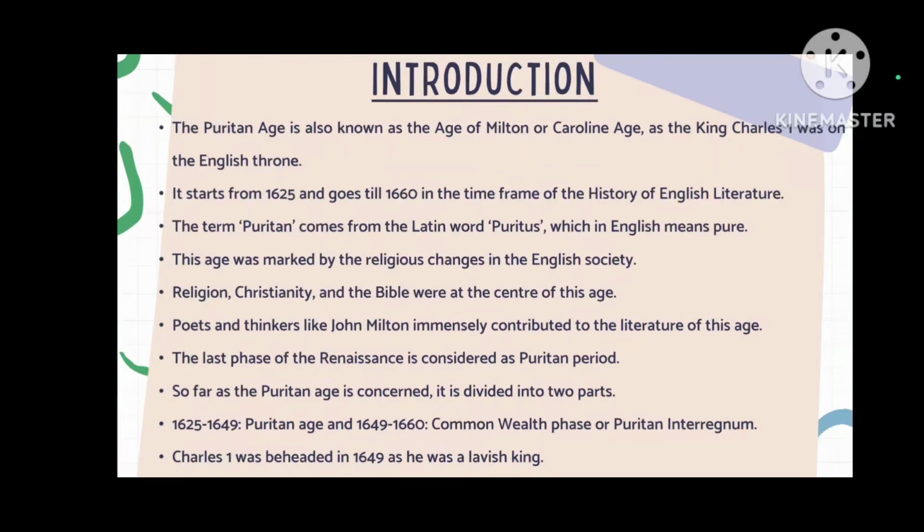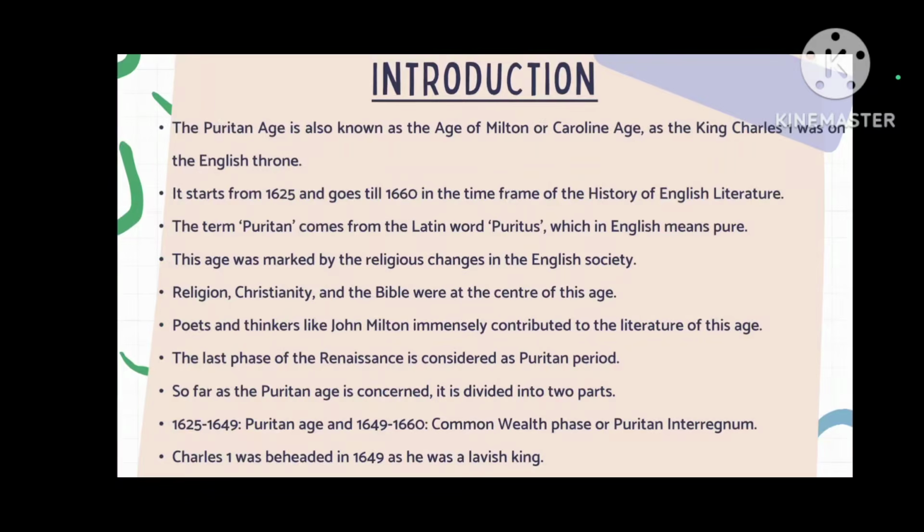So the age of Puritan or Puritan period is also known as the age of Milton, because Milton was the prominent writer, the towering figure during this time, and he contributed in this period by his magnum opus, which is Paradise Lost and Paradise Regained, and for that reason this age is also known as the age of Milton.